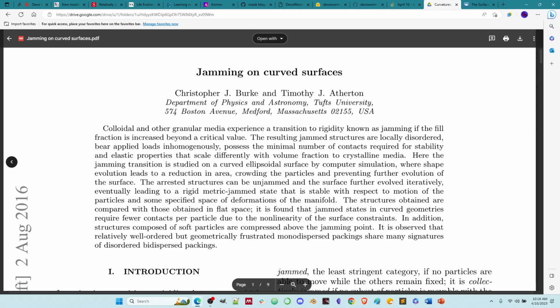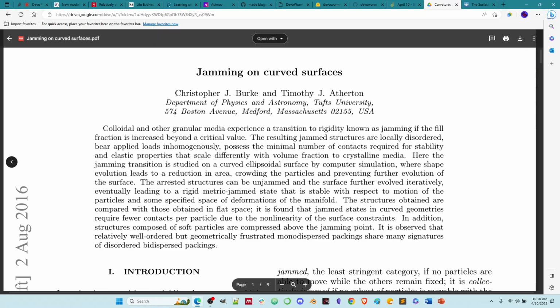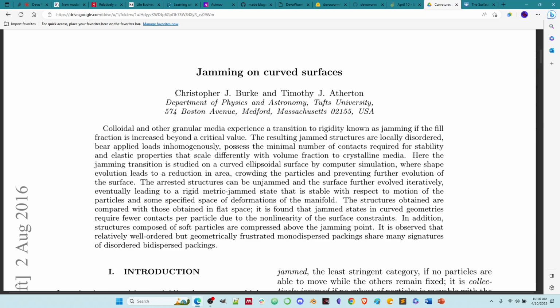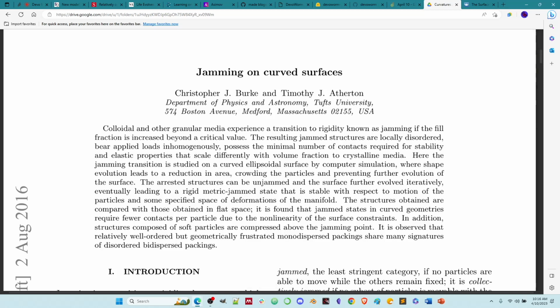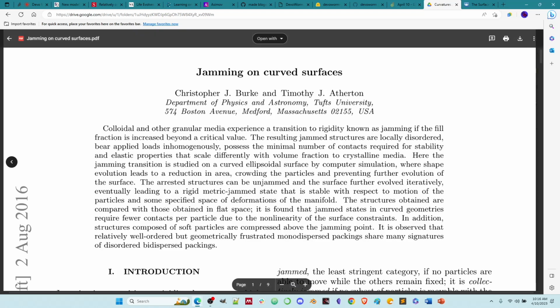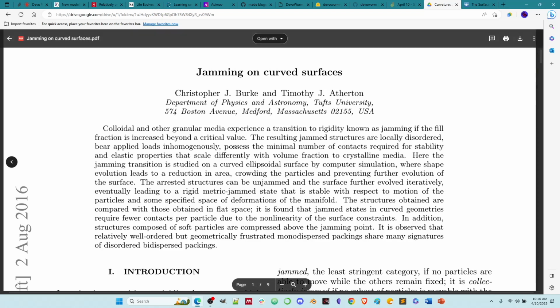So again, I guess this part here is, it possesses the minimal number of contacts for stability. They scale differently with volume fraction, meaning that the minimal number of contacts increases not linearly with the size of the jam. I'm not really sure. But anyways, here the jamming transition is studied on a curved ellipsoid surface by computer simulation, where shape evolution leads to a reduction in area, crowding the particles and preventing further evolution of the surface. So the particles get jammed into a smaller area, and this kind of constrains the surface.